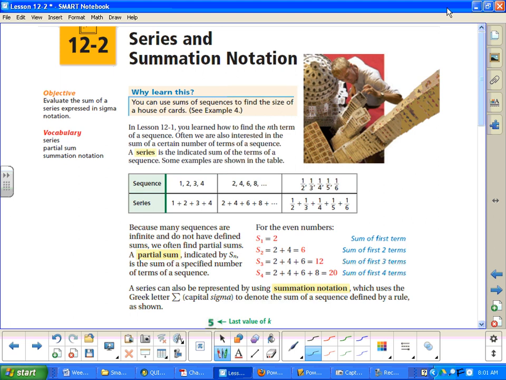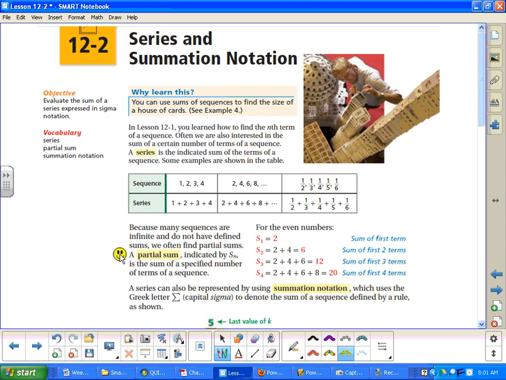And what we're going to be doing here is finding what's called a partial sum. Because with a partial sum, we're just looking at a certain amount of numbers, where we will look at infinite sums in the very last lesson that we do in this chapter. But right now we're just going to look at a partial sum, which is just using a certain number of them.